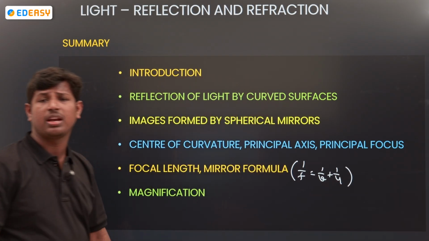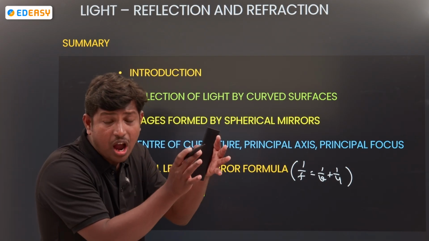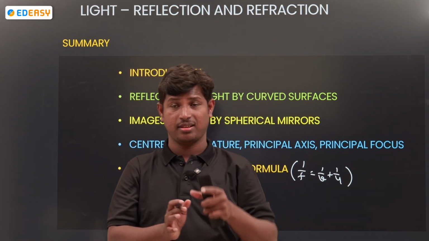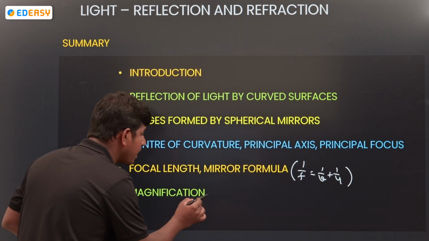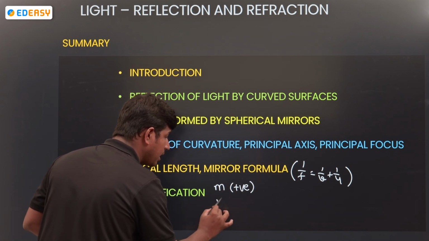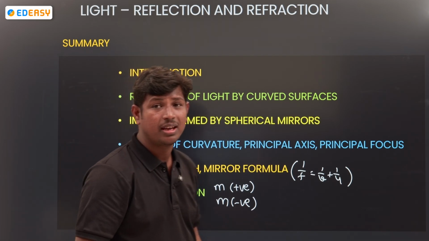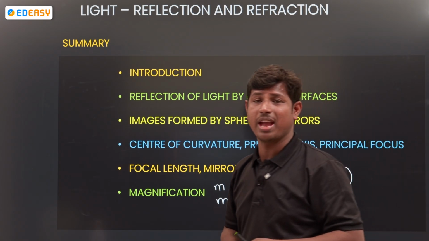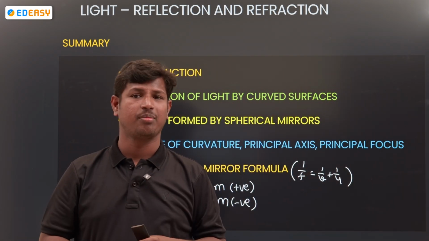And magnification. Magnification is nothing but, compared to the object, how the image will be, whether it is increasing or decreasing. I explained very clearly when you will get a plus value and when you will get a negative value. We have two formulas for magnification, in terms of heights and in terms of distances of the object and image.